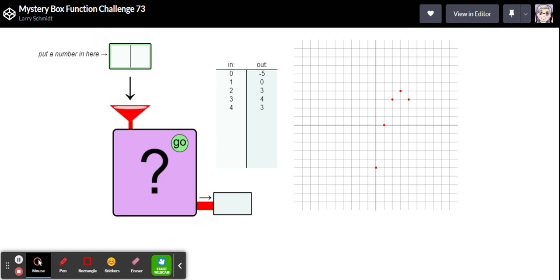Okay, so I'm feeling more and more confident that this is a parabola, and it looks like the vertex was at 3. If that's the case, we should continue to get symmetrical points as we go on. So the next point at 5 should be at 0. Yeah, that's looking good. And then at 6 should be down at -5. So let's just put that in. Okay, I'm pretty confident this is a parabola.